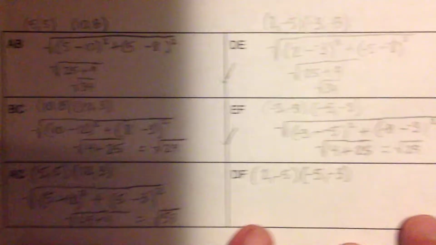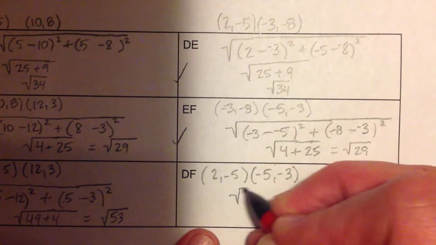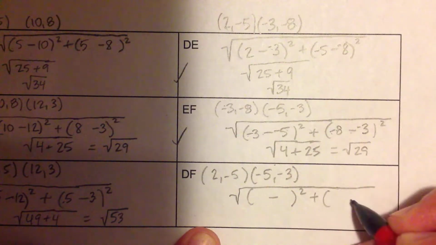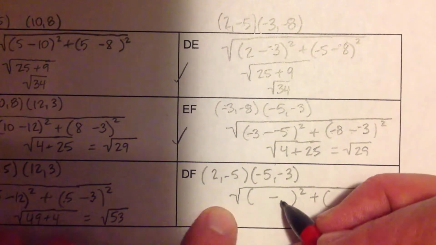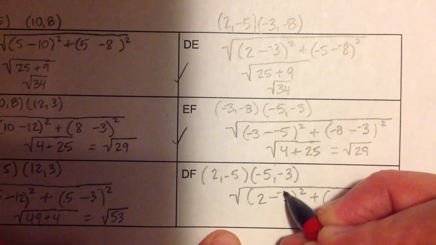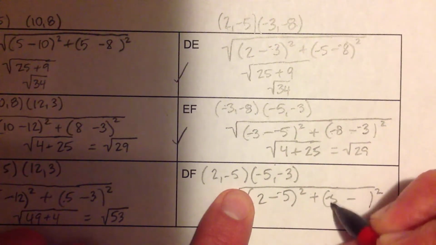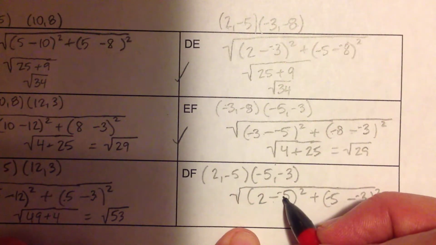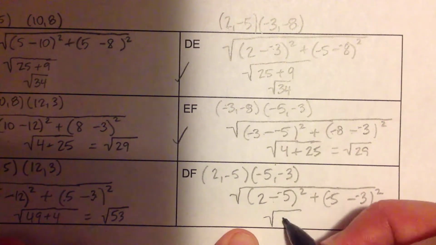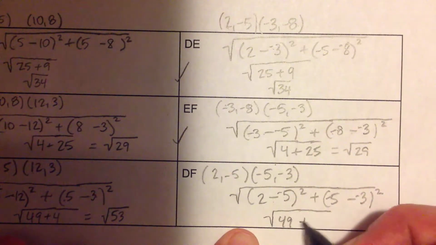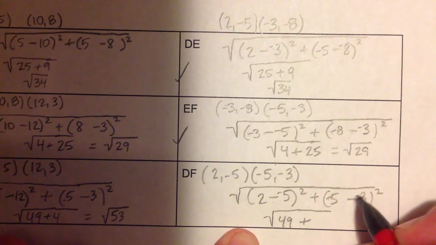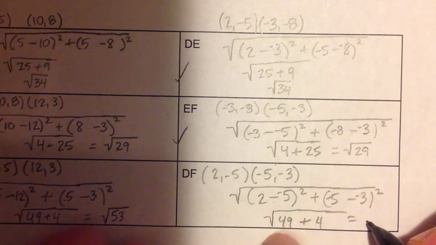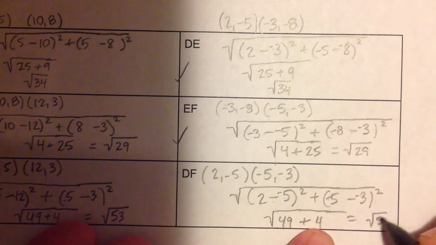Let's check out and see if the next one is the square root of 53. So I subtract my x's and I square it, and then I add the difference of my y's. So my x's are 2 minus -5 squared, -5 minus -3 squared. 2 minus -5 is 7. 7 squared is 49, plus -5 minus -3 is actually -2 squared, which is 4. 49 plus 4, that's the square root of 53.